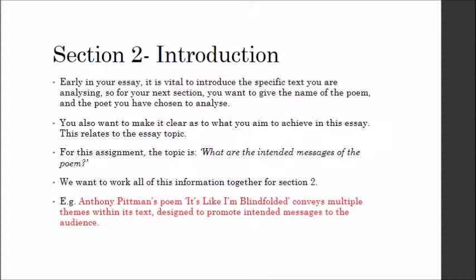The second section of the introduction: I've started really broadly by saying this is about poetry. Now I want to make it clear that this is about a particular poem. So now's the point where I introduce my specific poem. In this case, I've done It's Like I'm Blindfolded by Anthony Pittman. I want to make it really clear what the topic of the essay is. So what have I actually been asked to do? That's such an important point about what the rest of the essay is going to be about. For this assignment, the topic is what are the intended messages of the poem. So in my example, I mention the name of the poem and mix that up to include the topic of the essay.